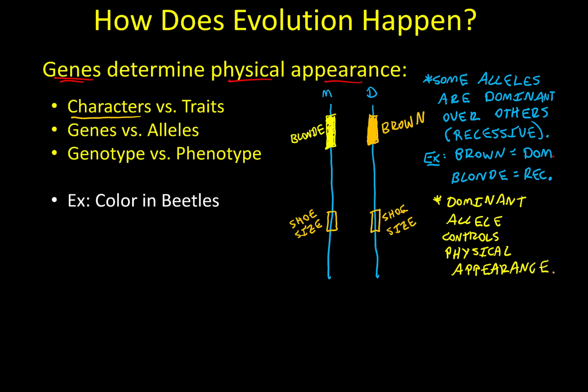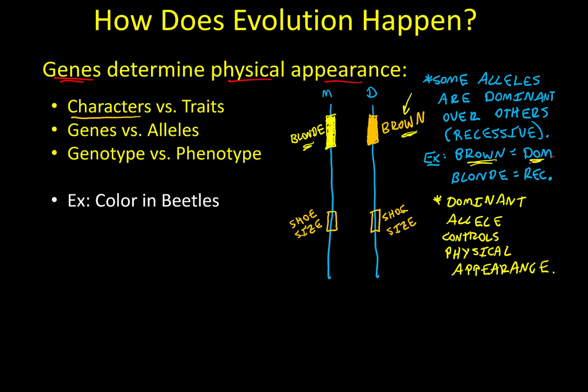So if you have both a copy of the dominant allele and the recessive, the only one that you'll be able to see the effect of is the dominant. So if you have both the brown and blonde allele, your dominant brown allele will control your hair color. So you will have brown hair.